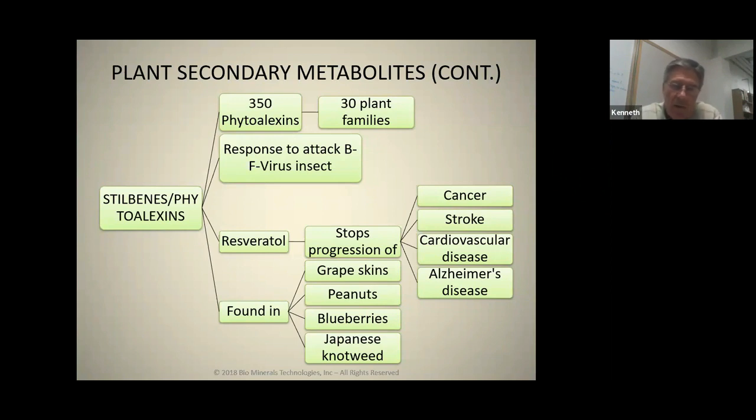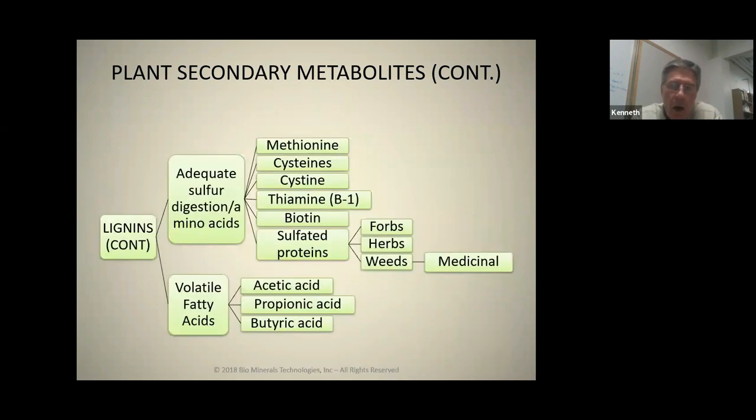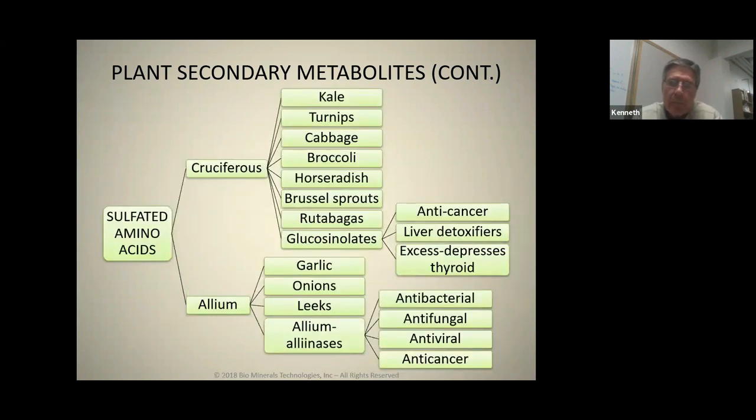So your resveratrol, a lot of noise about that lately, stops cancer, strokes, cardiovascular disease, Alzheimer's disease. Okay, so you start looking, this list goes on and on. So my question really is all of these incredible compounds that exist out there, why are we sick? We are not designed as a species to be sick. All these diseases that are taking us as a society and as a nation are not the way we're designed.